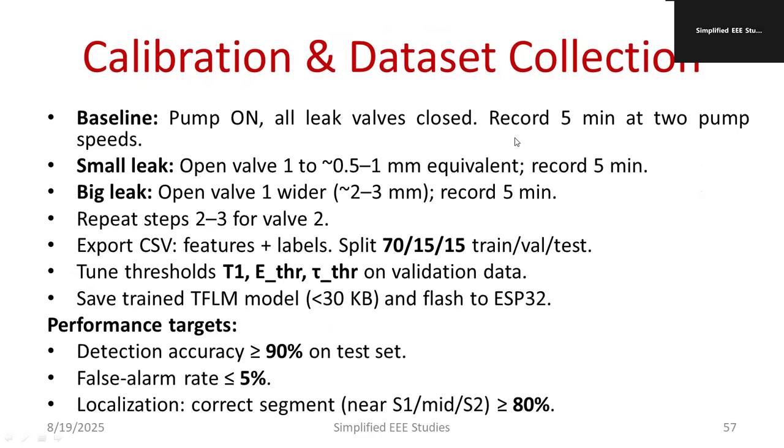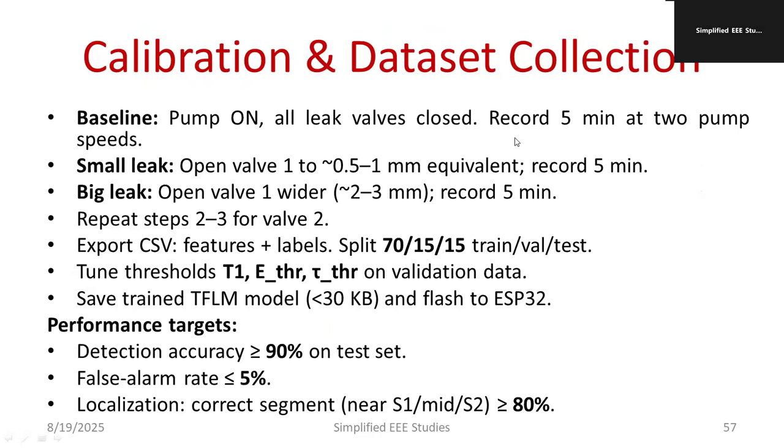Repeat the steps for 2 to 3 valves, even in parallel. You can measure when the fault occurs. Time is also one of the important parameters. Then export a CSV file with features and labels, split 70, 15, 15 for train, validation, and test, depending upon your requirement. Then tune the threshold, save the trained TFLM model, and flash it to ESP32.